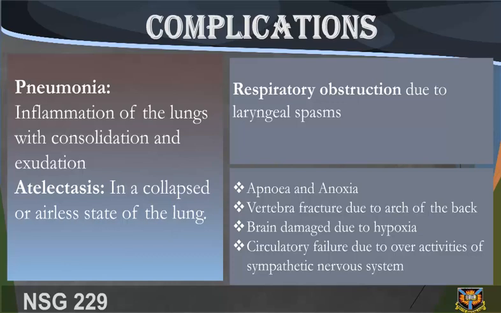Pneumonia. Inflammation of the lungs with consolidation and exudation. Atelectasis. A collapsed or airless state of the lung. Respiratory obstruction due to laryngeal spasms. Apnoea and anoxia. Vertebral fracture due to arching of the back. Brain damage due to hypoxia. Circulatory failure due to overactivity of the sympathetic nervous system.